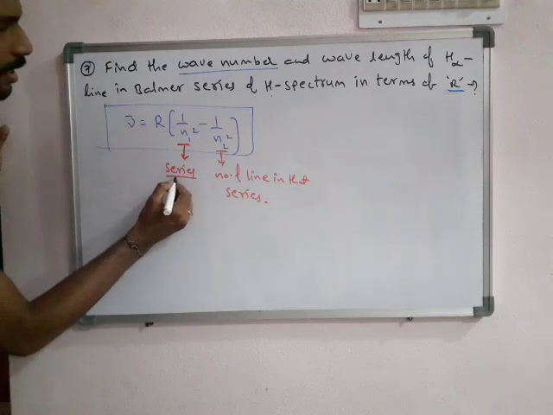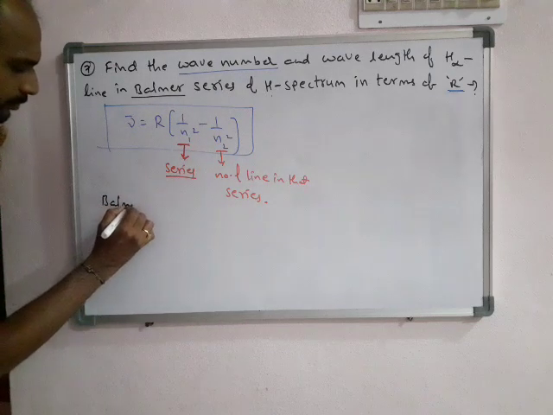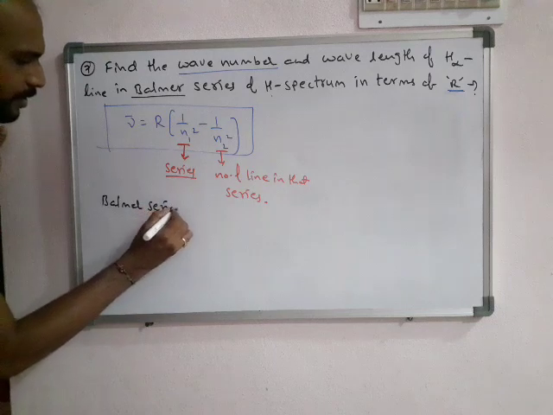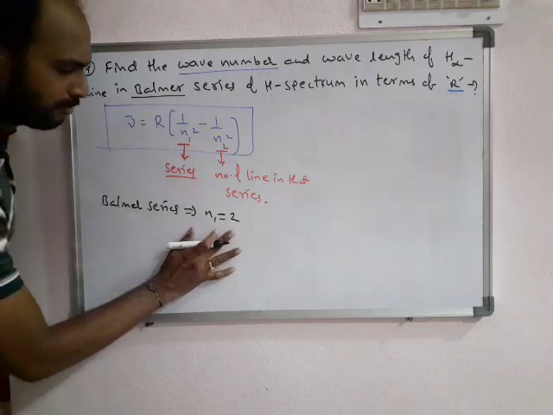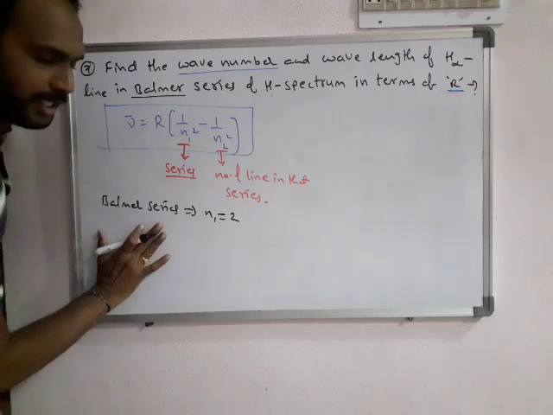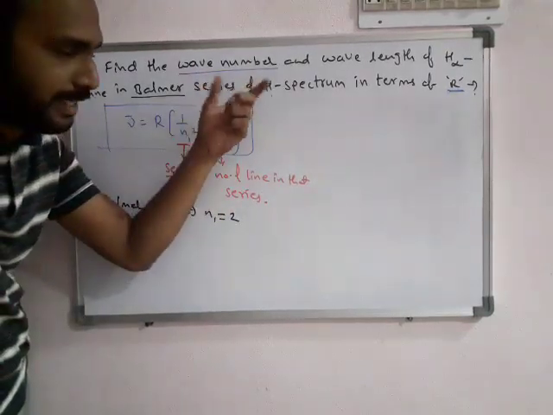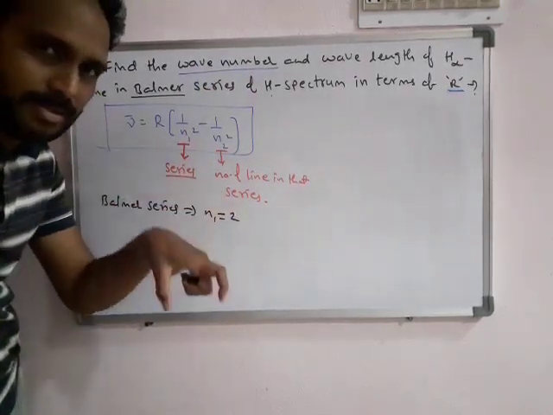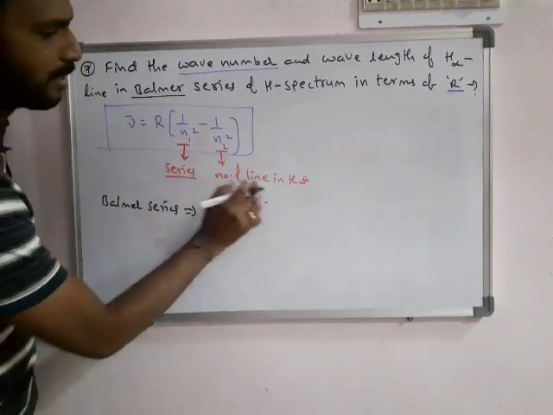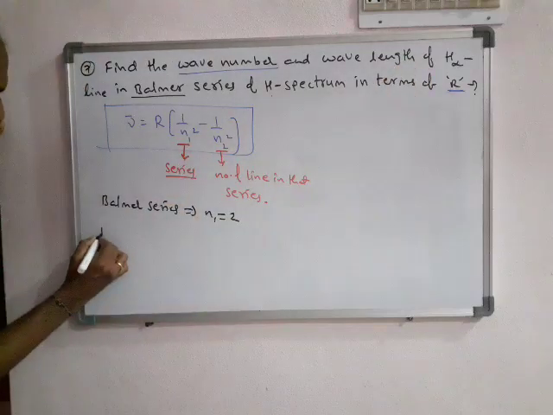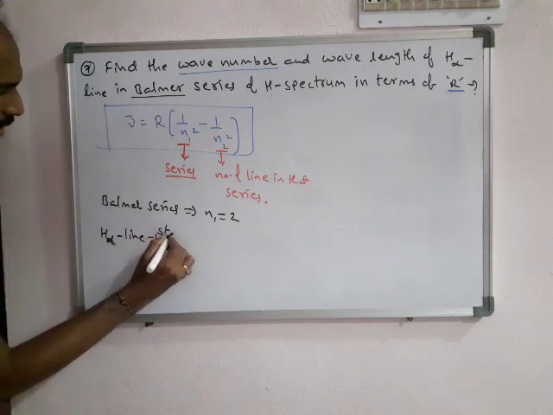Now which series is given here? It is the Balmer series. So since it is the Balmer series, n1 is equal to 2. Why? Because the Balmer series is formed when electrons are de-excited from any higher level to the second level, so n1 is equal to 2. Okay, what is the number of the line? H alpha line. H alpha line is nothing but the first line.